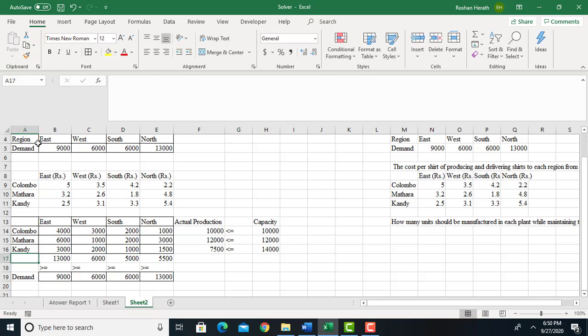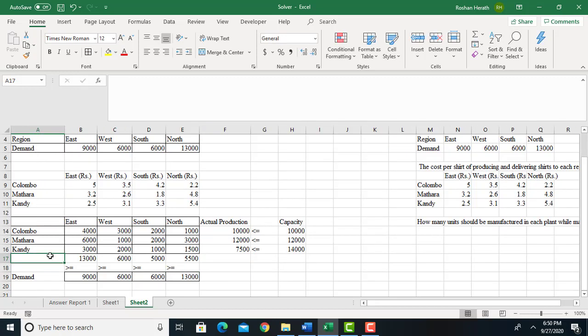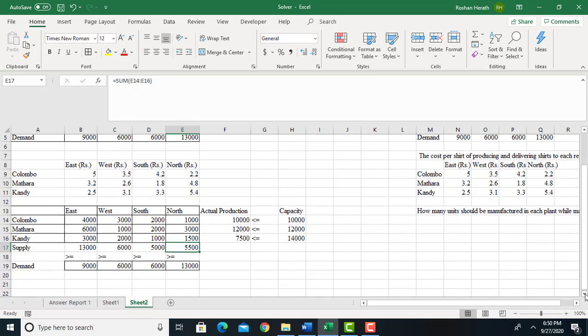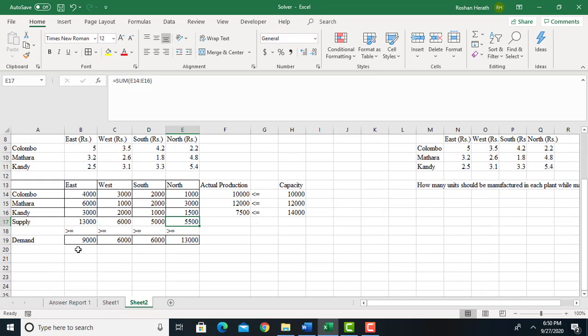So here you can say it is your supply for each of the regions. You have supplied 13,000, 6,000, 5,000 and 5,500. So you need to make sure that at the end of the day demand is being met. That is the necessary condition.